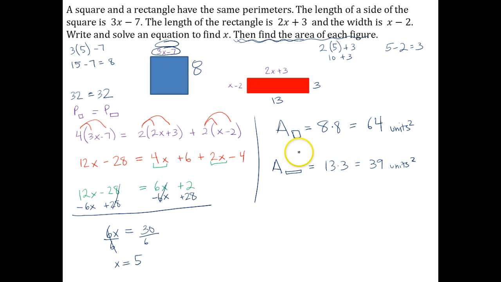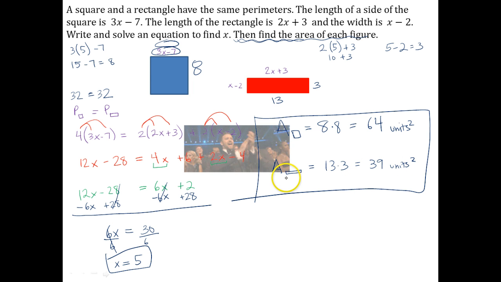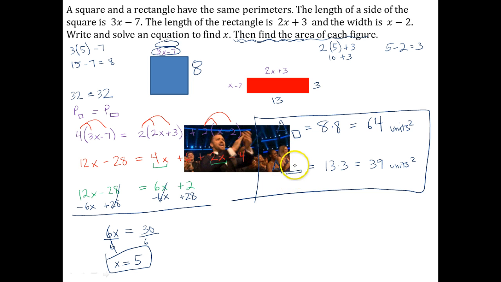Well, that's a trip, right? So x was 5, and then the areas are 64 for the square and 39 for the rectangle. And JT loves it.